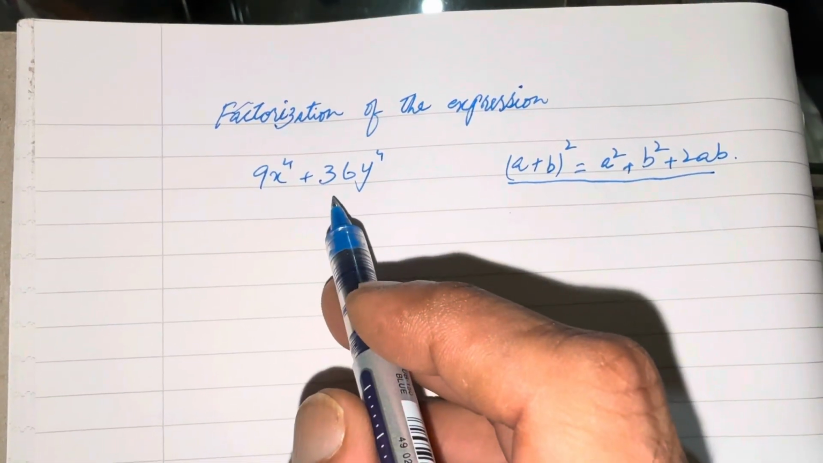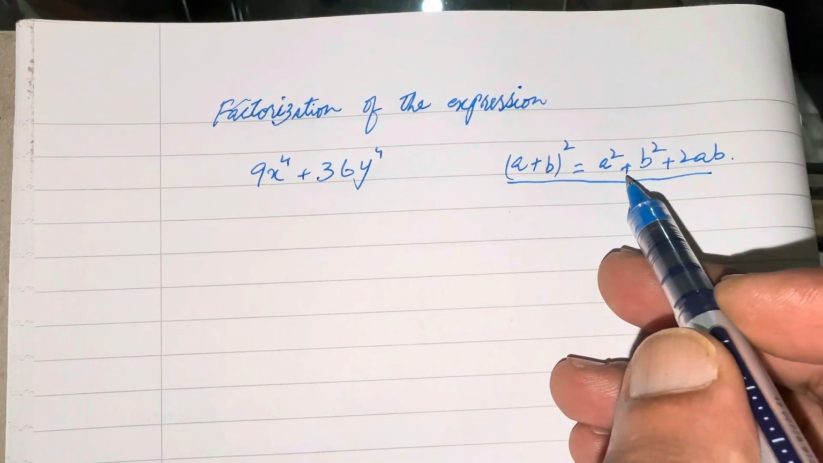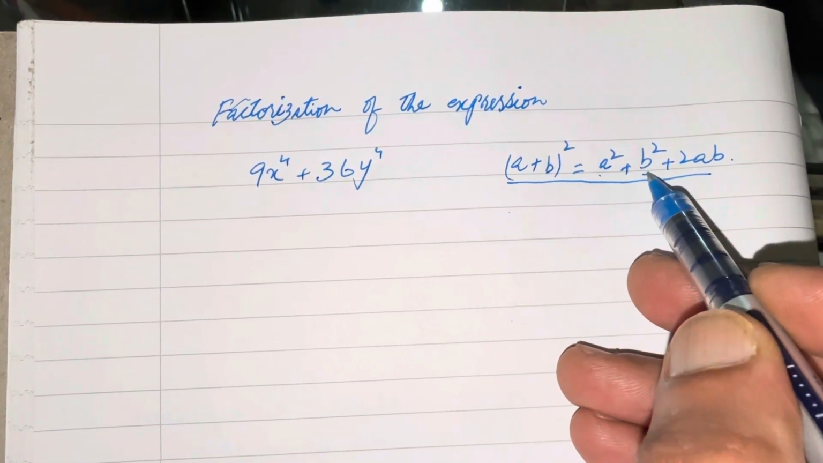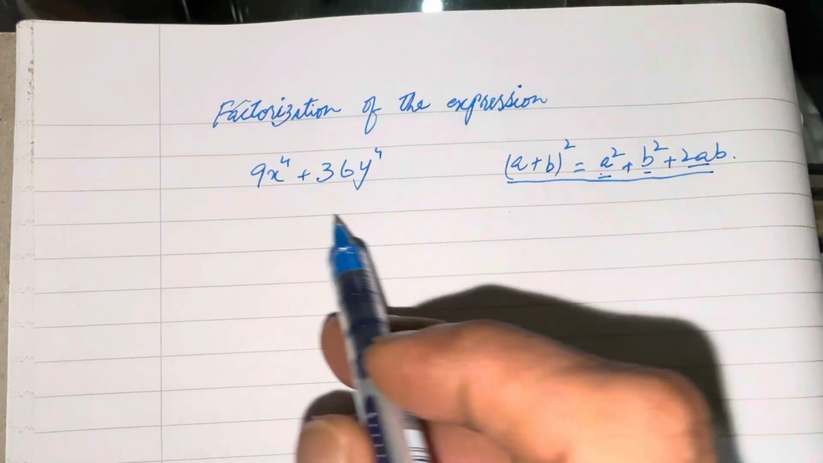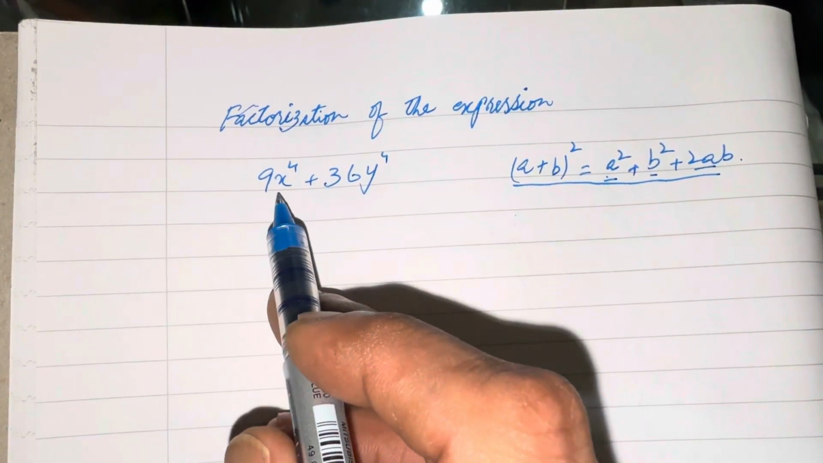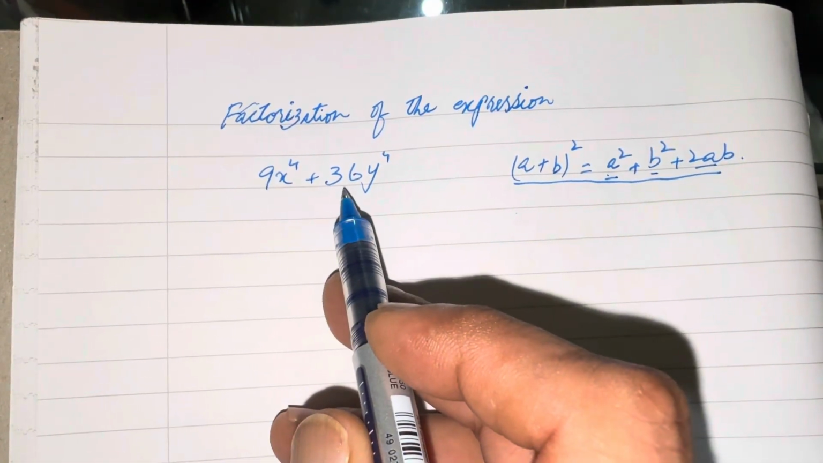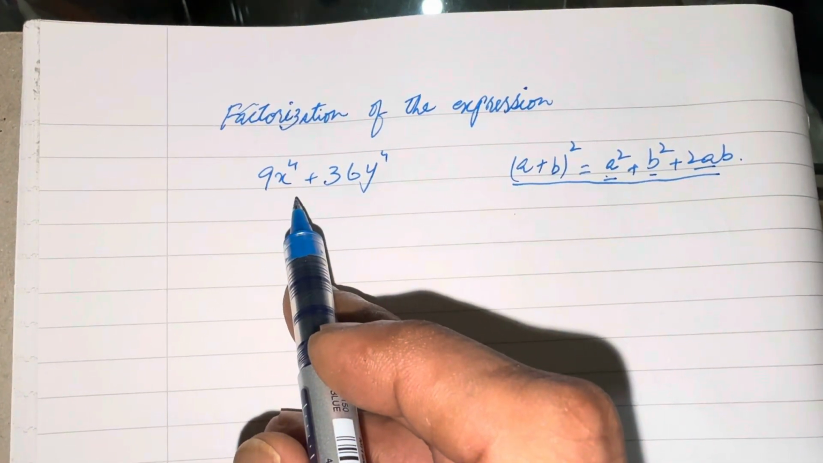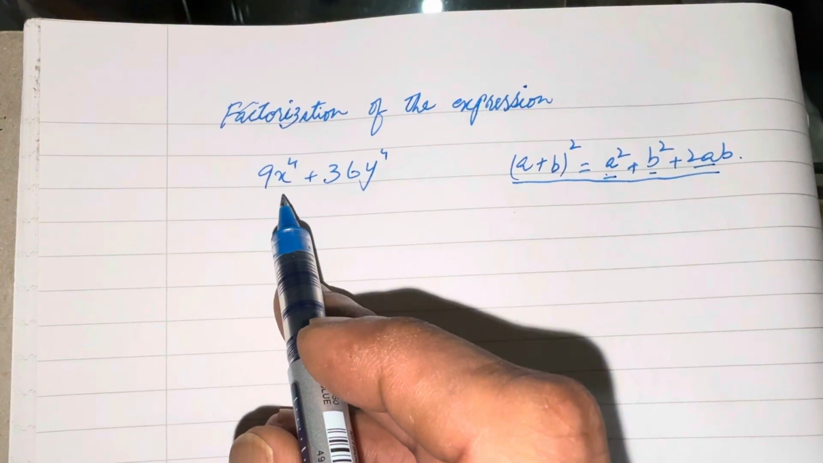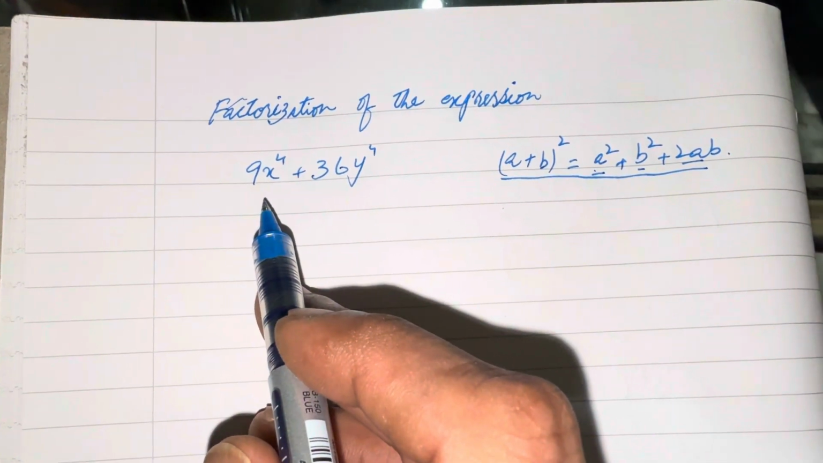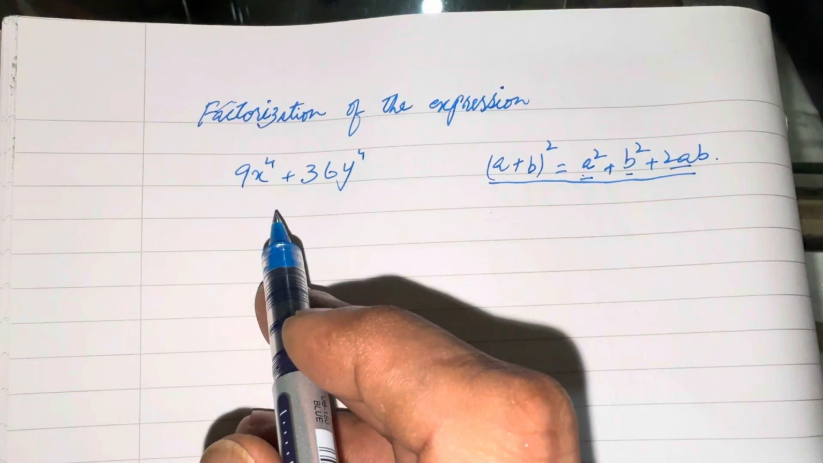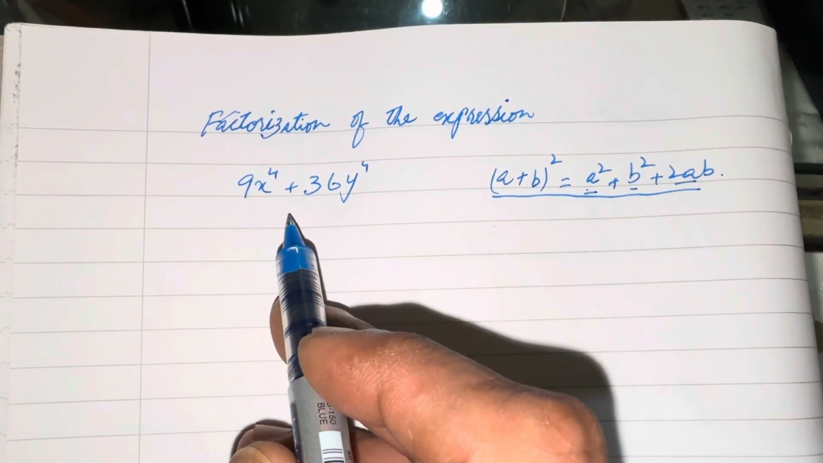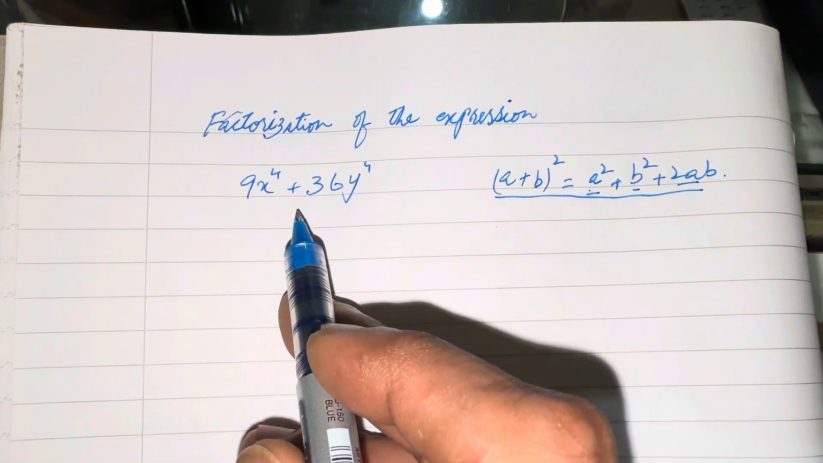So if you see, in the expanded form we have three terms, 1, 2 and 3, but in this example we have just two terms. So for these kinds of expressions, we will add and subtract some value in this expression to solve this example or solve this question.